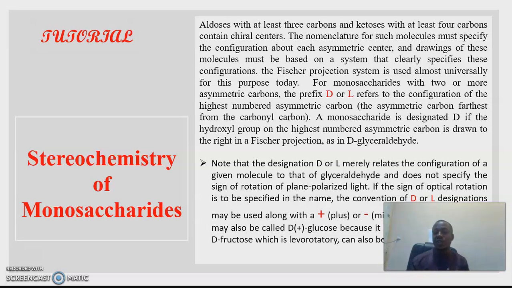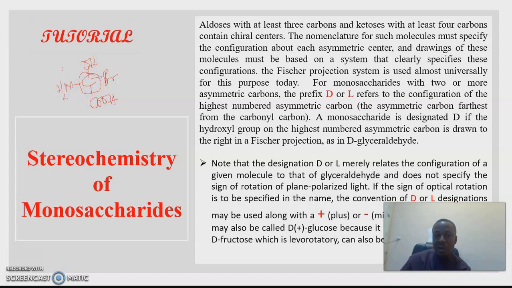Now, aldoses with at least 3 carbons and ketoses with at least 4 carbons contain chiral centers. So what is a chiral center? The chiral center is actually the center that is attached to 4 different functional groups. So let me show you what a chiral center is. Here we have a carbon, we have a hydroxy group, here we have maybe bromine, here we have COOH, a carboxylic group, here we have an amino group. So this center becomes a chiral center because it's attached to 4 different functional groups.